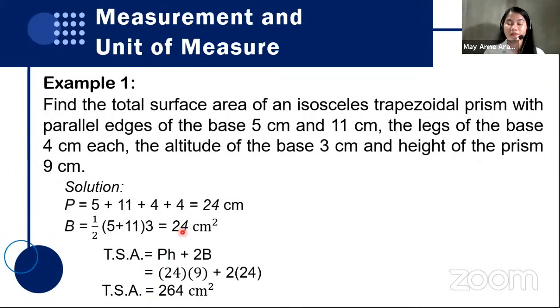So what is the perimeter? 24 times the height, 9. Don't be confused ito, altitude of the base, and this one is the height of the prism itself. So you have 24 times 9 plus 2 times 24, simplify, you will get 264 square centimeters as the total surface area of the isosceles trapezoidal prism.